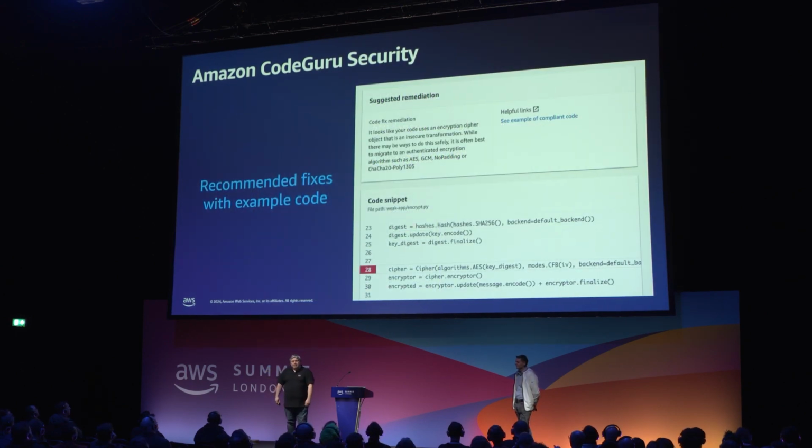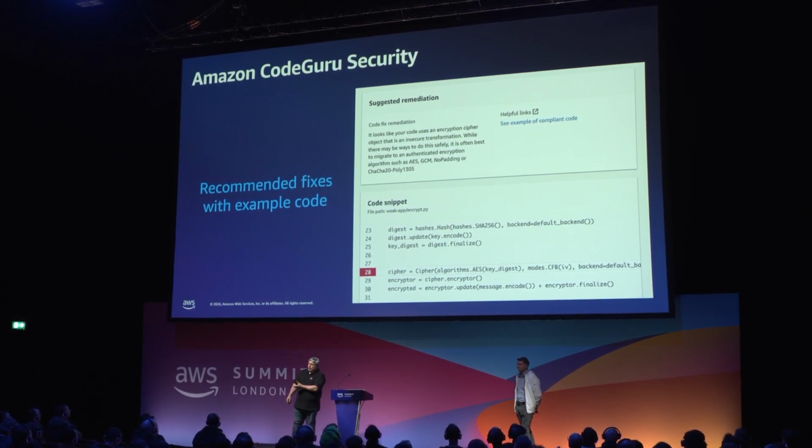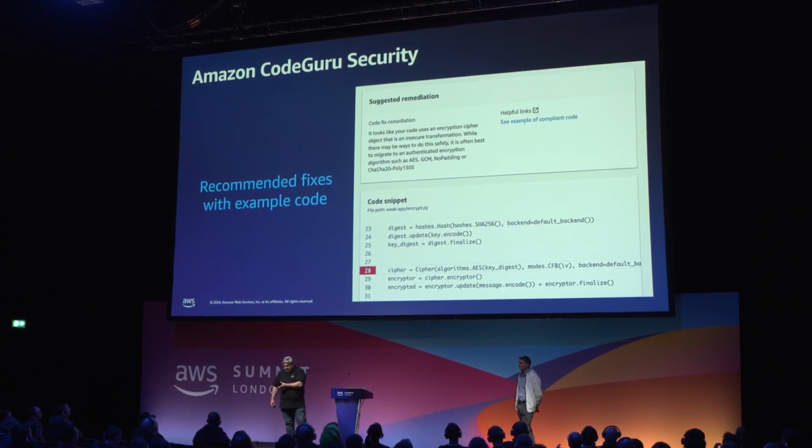So here's just a little example of a CodeGuru Security finding. In this particular case, it's for weak encryption. But you can see up there on the top left is a description of what the problem is. You can see the affected snippet at the bottom. And on the right-hand side, we've got that example set of code that you can link through to. So you can go and get help on how to resolve the problem that's being called out by CodeGuru Security.